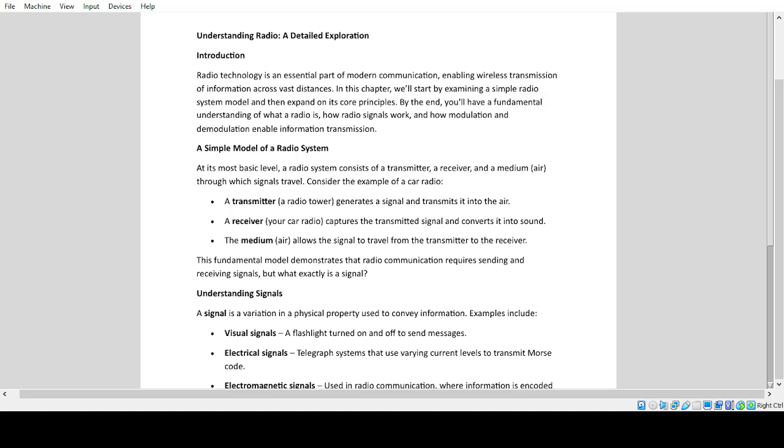Understanding Radio, a detailed exploration. Introduction. Radio technology is an essential part of modern communication, enabling wireless transmission of information across vast distances.